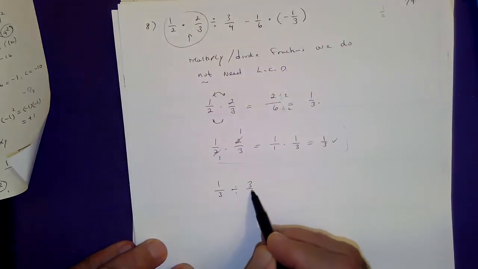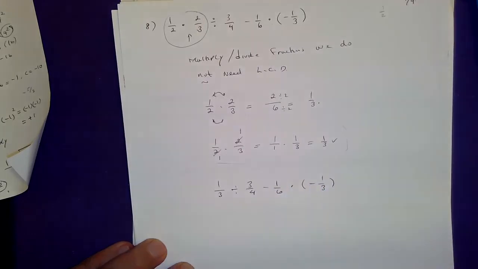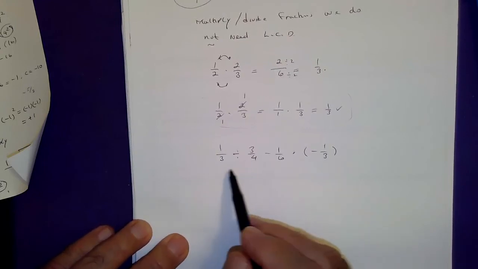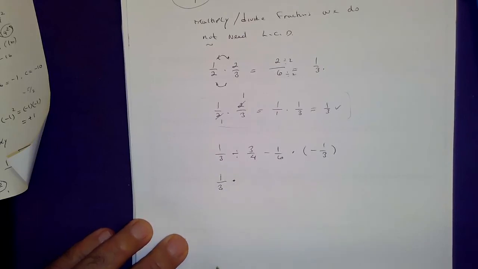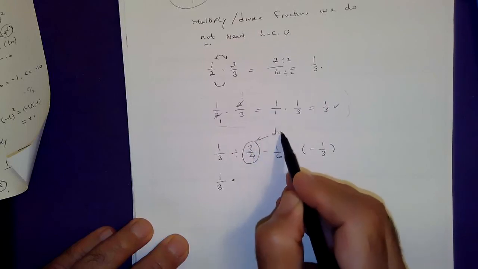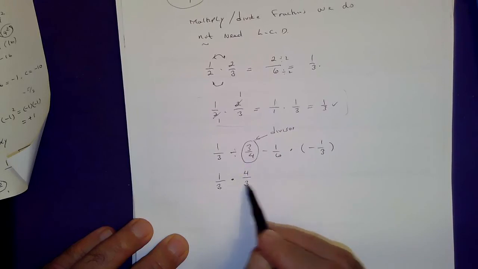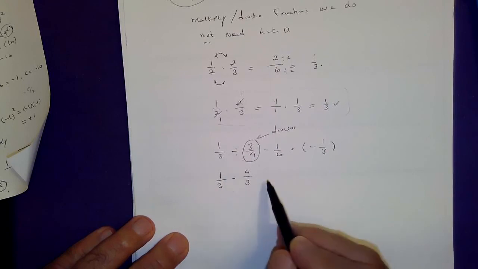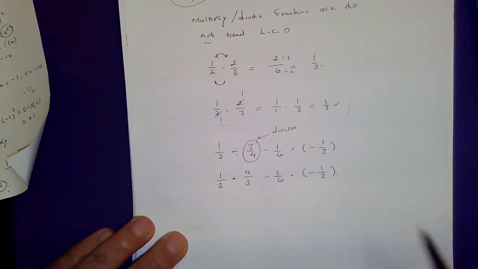It's divided by 3/4 minus 1/6 times negative 1/3. As I go from left to right, I see division. So how do you divide fractions? You change the division to multiplication, and then you flip this fraction, correct? That's called the divisor. So flipping 3 over 4 changes the fraction into 4 over 3. Now instead of dividing, we multiply. Minus 1 over 6 times negative 1 over 3.